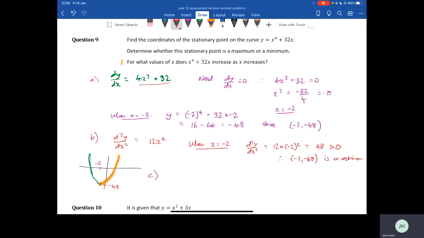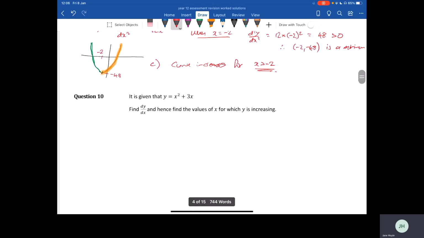So I know that the curve increases for values of x being greater than -2. Technically we shouldn't put greater than or equals, because when x equals -2, that's when we've got our stationary point. So we should make sure we put a strictly greater than sign there.